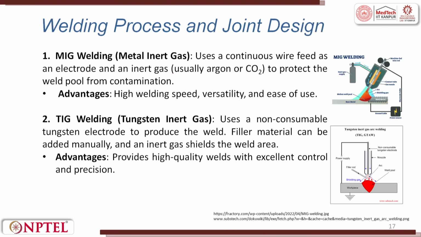Next is welding process and joint design. Welding process could be MIG, could be TIG, or it could be arc welding. MIG is metal inert gas welding that uses a continuous wire fed as an electrode and inert gas, usually argon or carbon dioxide gas, to protect the weld pool from contamination. We will discuss the welding technology in the forthcoming course.